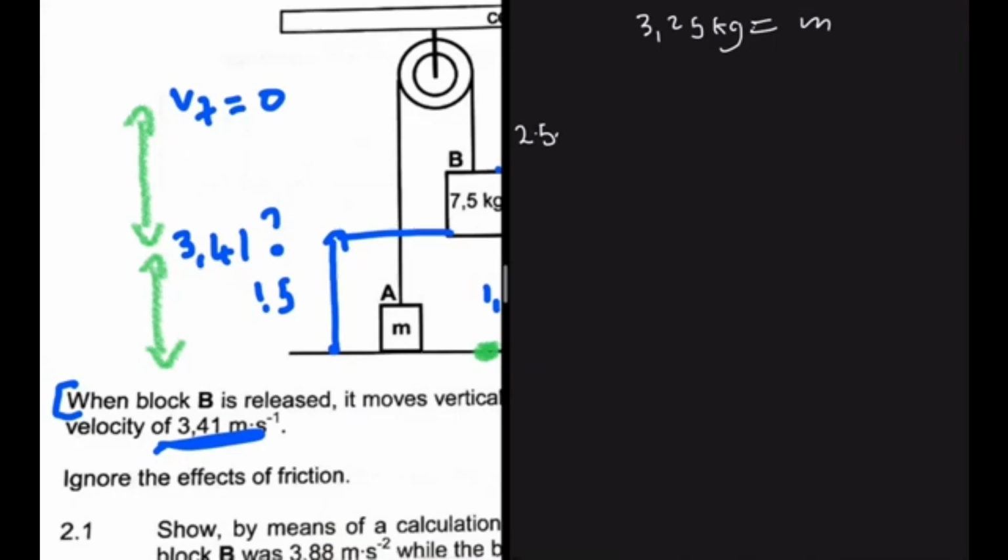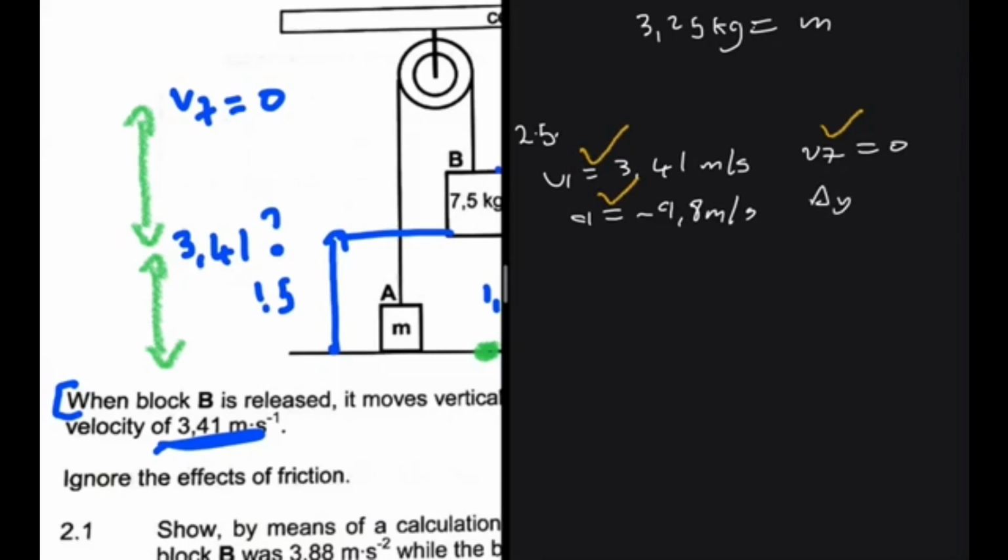So let's go ahead and do that. We're saying that VI will be 3.41 meters per second, and VF will be equal to 0. Right. How much will our acceleration be? If we take upwards as positive, our acceleration will be minus 9.8 meters per second squared. That is because when ball B strikes the ground, object A will now be in free fall. The tension force on that rope is going to be equal to 0. Right. So we have VI, we have VF, we have the acceleration, we want delta Y.